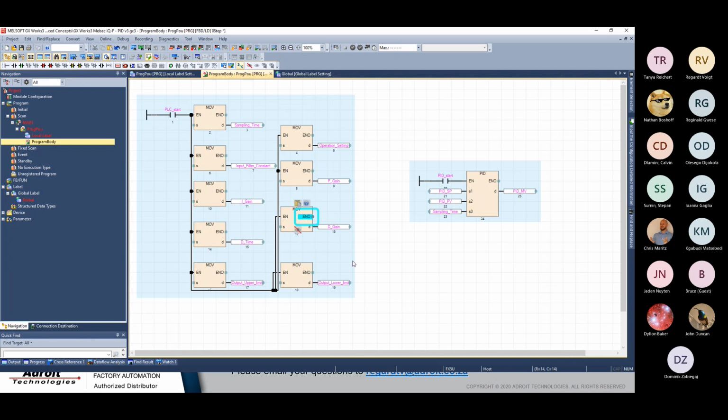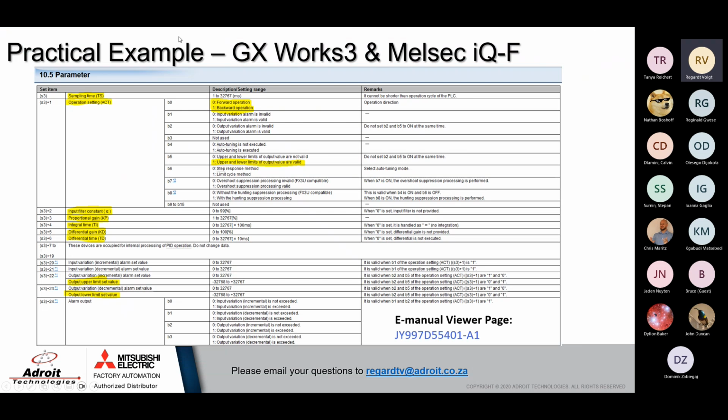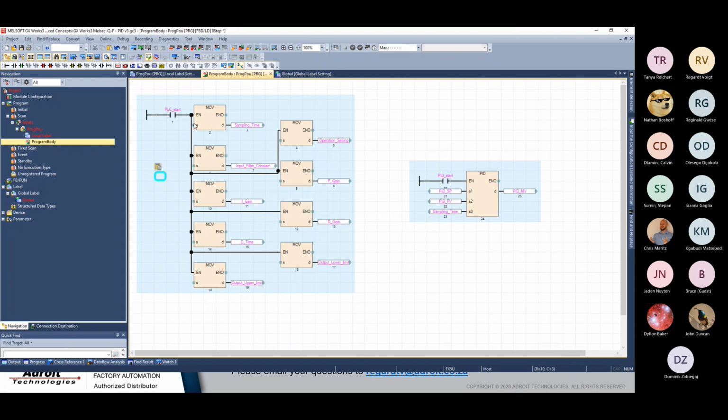Just need to remove these blocks to try and make it neater. The position of these blocks will determine the sequence. Okay. So for the sampling time, if you look at your table here, it works in milliseconds, right? So just using a round number, every 200 milliseconds I want to read what the analog says, and then I want that value to be pushed into my PID.